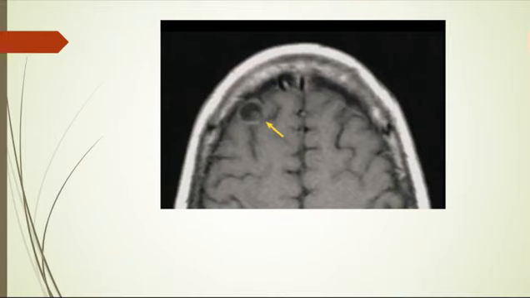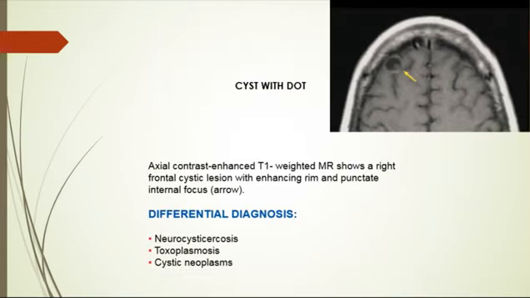What's this? Cyst with dot. The sign is cyst with dot. The diagnosis is neurocysticercosis in the vesicular stage, exactly. So we have sign and disease, okay?